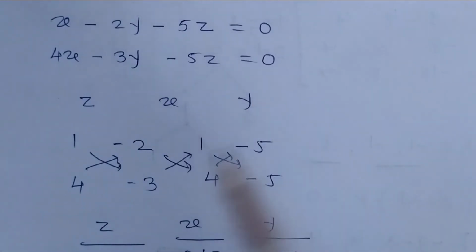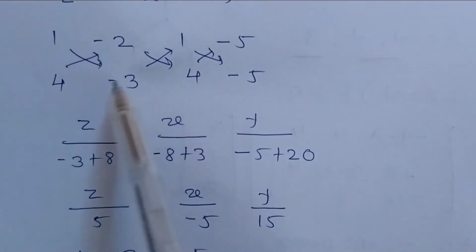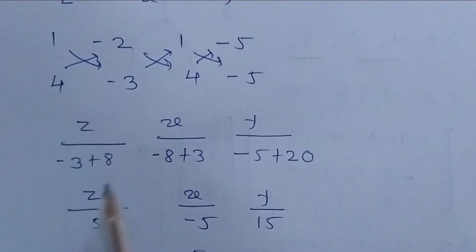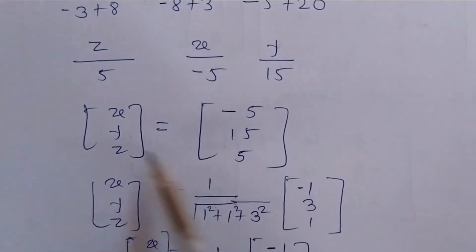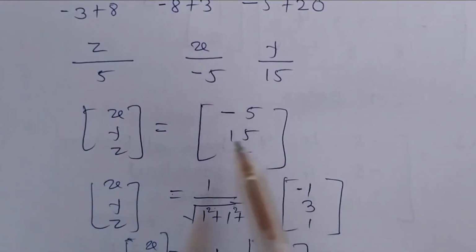So using the ZXY method, we have to find the determinants. So 1 into minus 3 is minus 3, and minus 4 into minus 2 is minus 8, that is minus 3 plus 8. This is minus 2 into 4 is minus 8, and minus 3, so minus 8 plus 3, and then y is minus 5 plus 20. So the value of z is 5, the value of x is minus 5, and the value of y is 15. So we can write x y z is equal to minus 5, 15, 5.